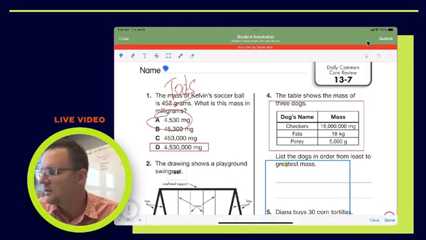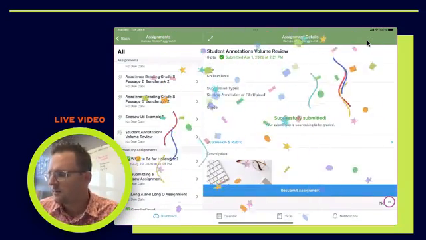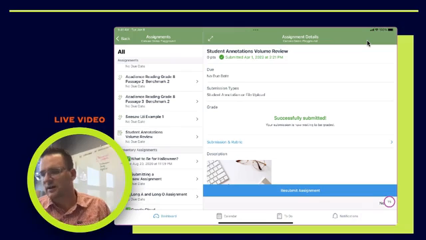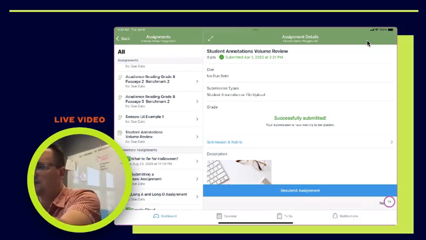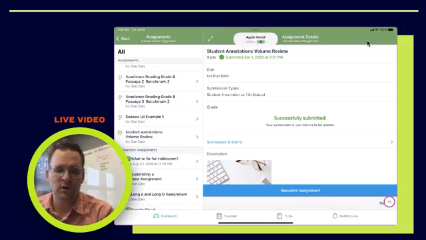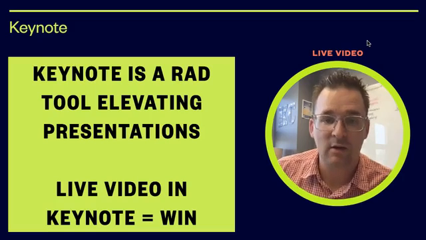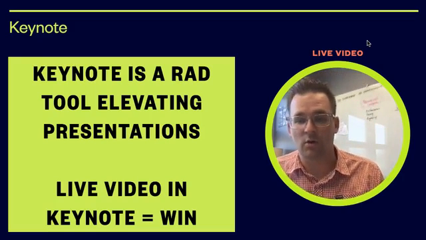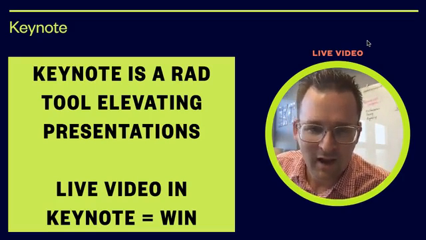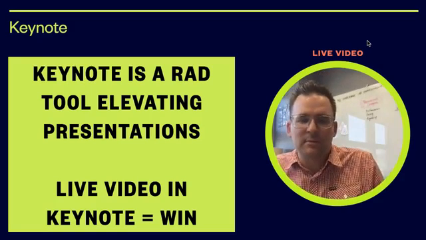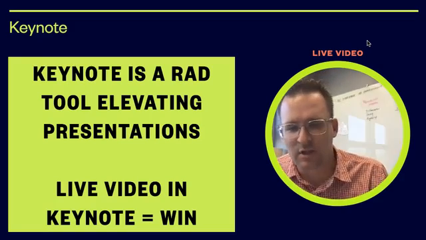So those things, and then work, and then you just click the submit button up in the top right and submit that assignment. So that's pretty slick and easy way to use student annotations in Canvas to be a test student if you're on an iPad. And then we talked about using live video for Keynote. I hope you found something rad here that you can implement with your blended learning practices.